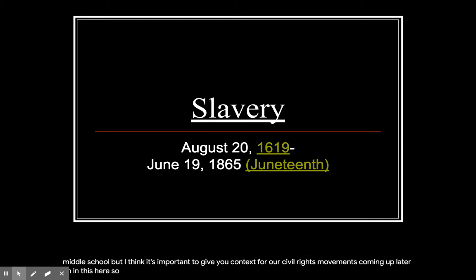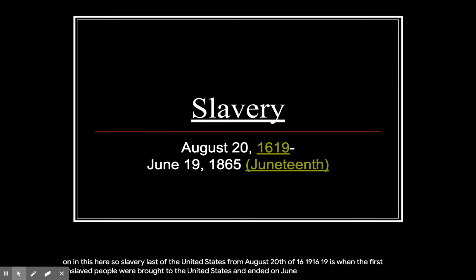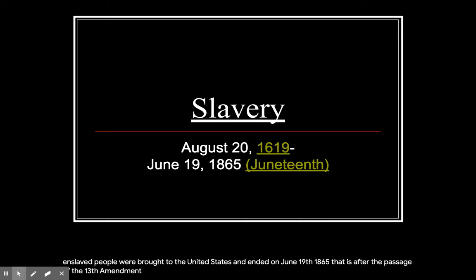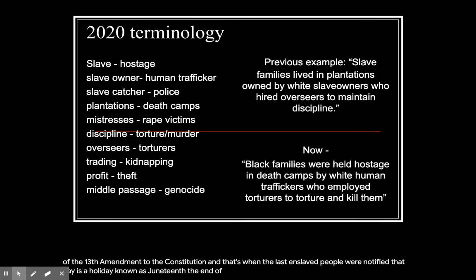So slavery lasted in the United States from August 20th of 1619. 1619 is when the first enslaved people were brought to the United States, and it ended on June 19th, 1865. That is after the passage of the 13th Amendment to the Constitution, and that's when the last enslaved people were notified. That day is a holiday known as Juneteenth, the end of slavery.